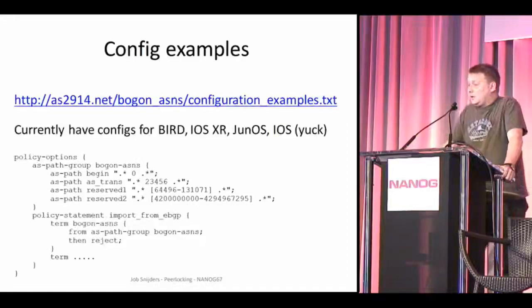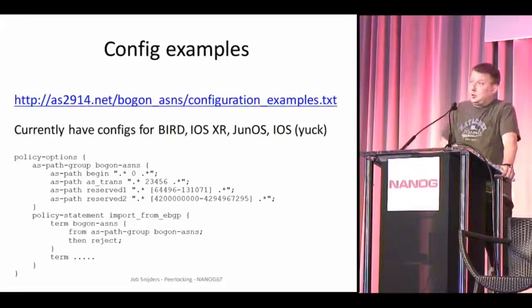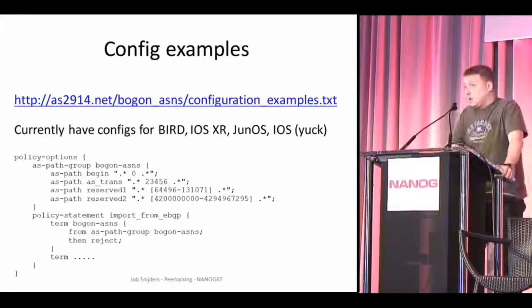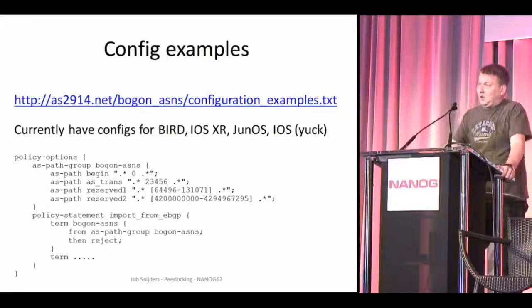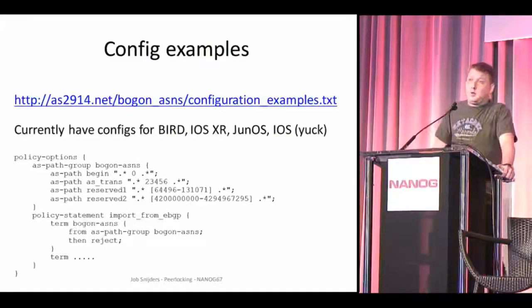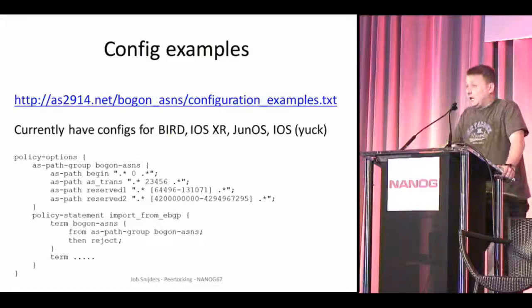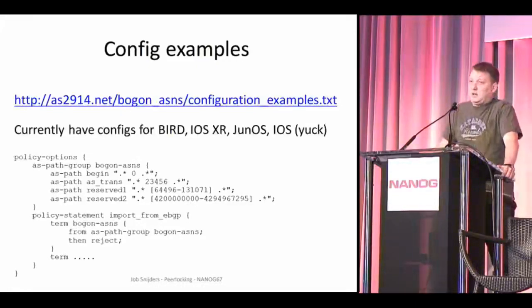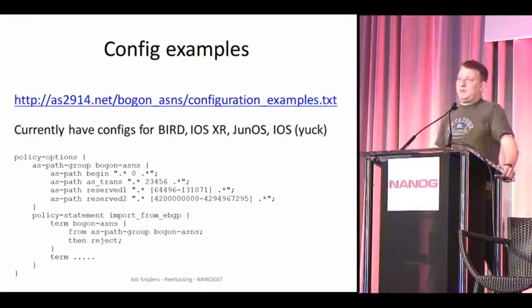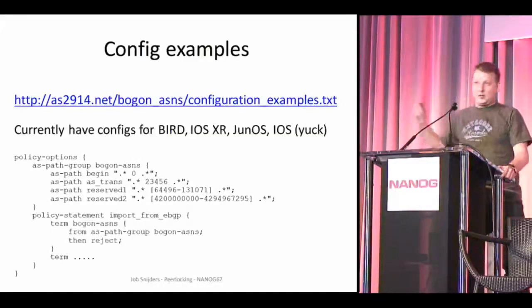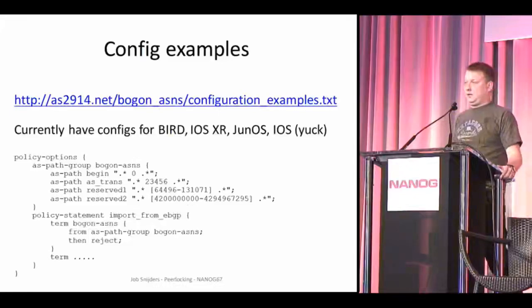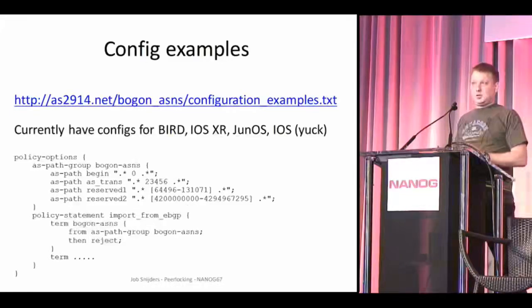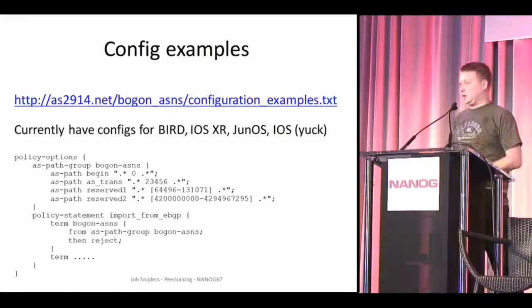If you go to this URL, you will see various configuration examples that you can copy-paste into your own network for IOS XR, Junos, and BIRD. And there is also an example for IOS, but I highly recommend against using that one because it is one ugly beast of a regular expression that is unreadable, undecipherable. So that's more there for your entertainment than for production values. But the ones for XR and Junos and BIRD, those are things you can copy-paste and put in your network.